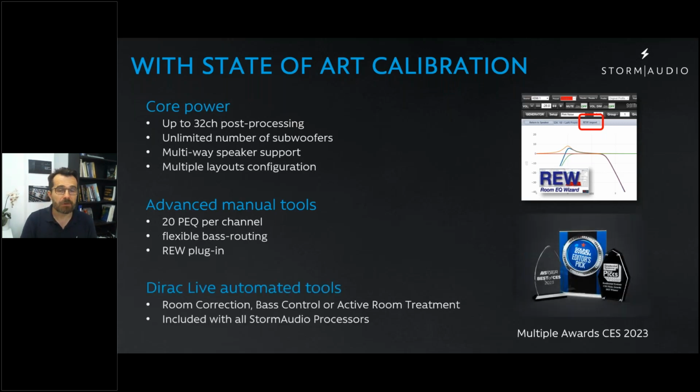But for most of our customers, installers, they prefer using Dirac Live because the tool is really nice and easy to use and provides really good performance. So we now offer the 3 grades with room correction, bass control, and active room treatment, and this is included by default with all StormAudio processors. The only thing is, with the active room treatment, products from before January 1st, 2023 would have to buy the license, but the other things are all by default.